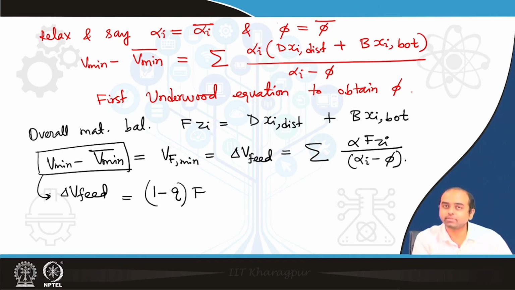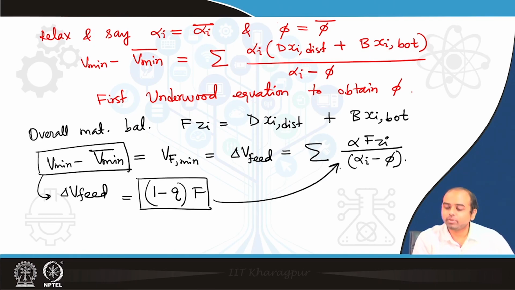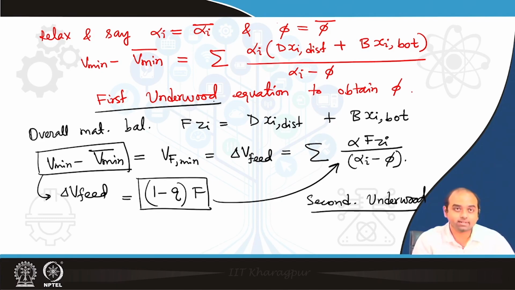So from here you can relate back and find out, F is known, q is known, right? Essentially relating this equation with this one will help you find out what your phi is. And once you find phi, from the previous case, this is essentially the second Underwood equation. So this is the first Underwood equation, this is the second Underwood equation.